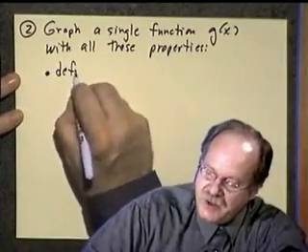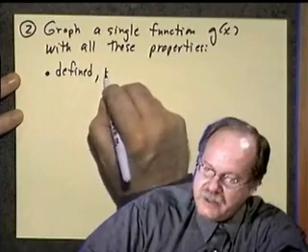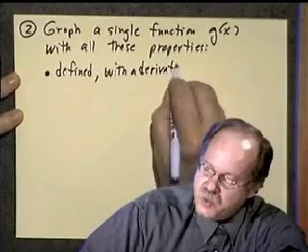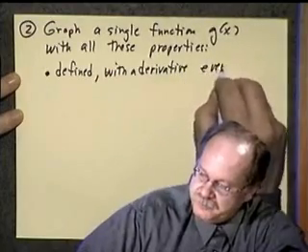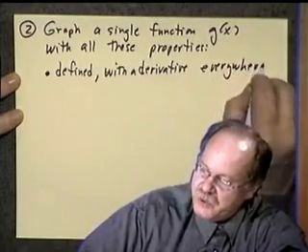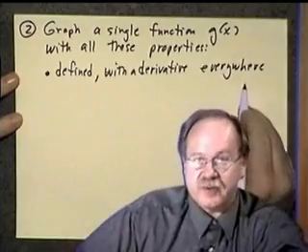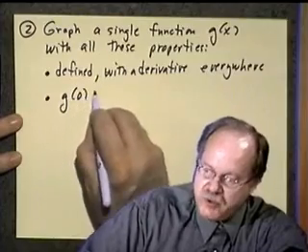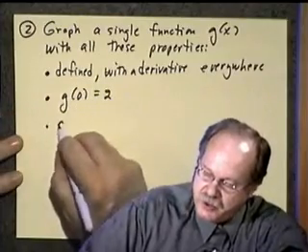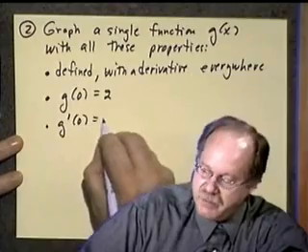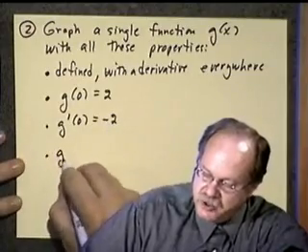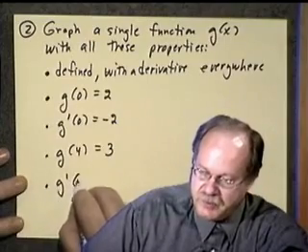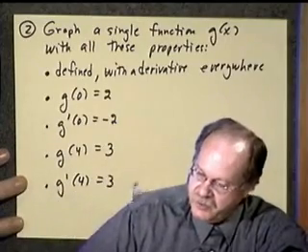So the function is defined, and it has a derivative. So it's defined with a derivative everywhere. And everywhere means all real numbers. So no matter where you look, there's a value of this function. Then let's say g of 0 should be 2. The derivative at 0 should be minus 2. G of 4 will be 3. The derivative, first derivative, at 4 will be 3 also.